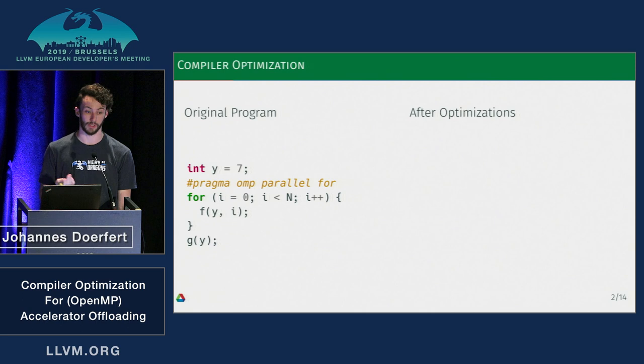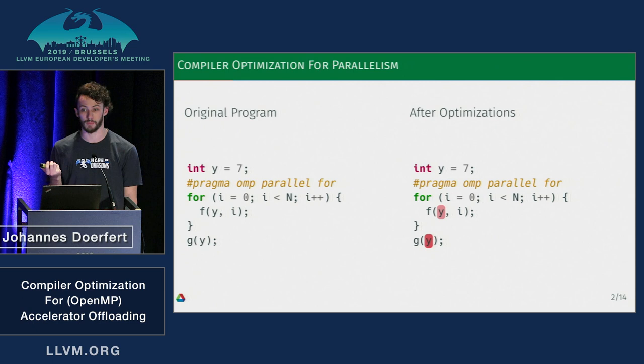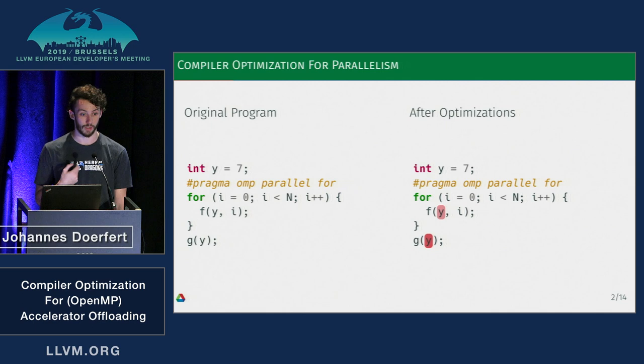But at some point, we start applying existing scalar optimizations to parallelized code. So currently, if you run this through GCC or LLVM Clang, the y is not replaced inside the parallel loop, nor after it. And that is kind of a problem, because this is a very conceptual, very easy transformation, and a lot of harder and more interesting transformations are prevented as well.